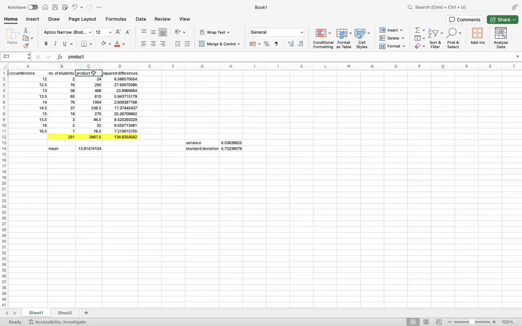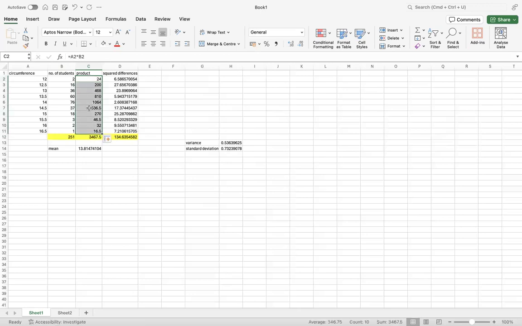Next is all about the product. You have to do the product. So 12 twos are 24, isn't it? How to do the product? Product is always done by the multiply symbol. So A2 into B2. The same way you have to do the product of A3 into B3, isn't it? Once you enter equals A2 into B2, you will get 24. So don't write 24 directly, just enter the formula. What you're doing is A2 multiplied by B2. Now you just drag this over here.